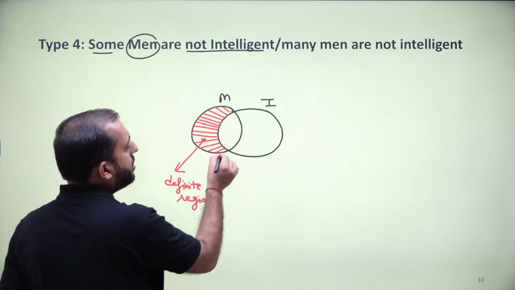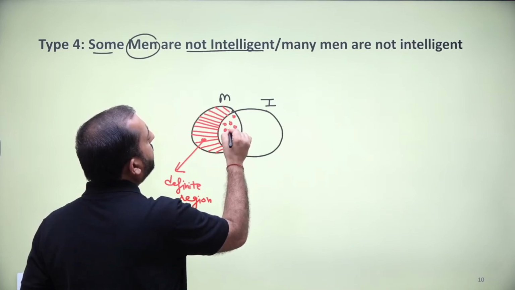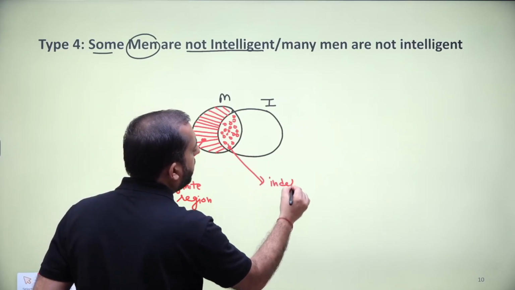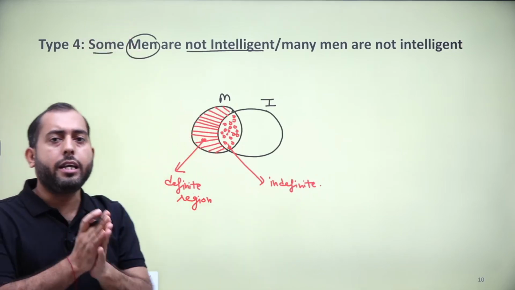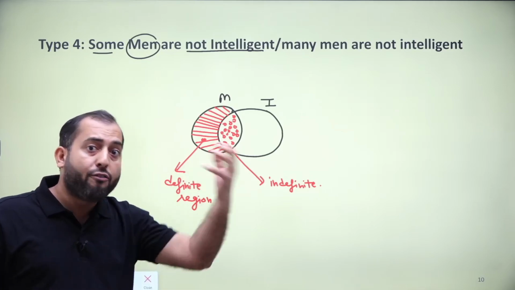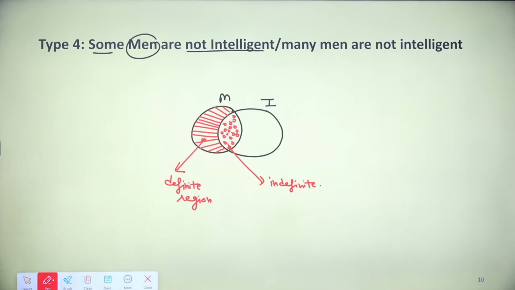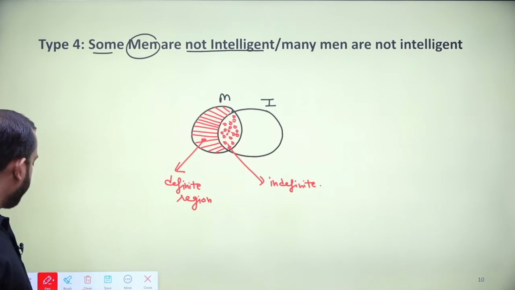Okay, and this part, this intersection, will be the indefinite region. This intersection will be the indefinite region, because this statement is telling us regarding those men that are not intelligent. But what about the remaining men? We do not have any information. Kindly draw it. I hope guys this is clear. Now let's move on.